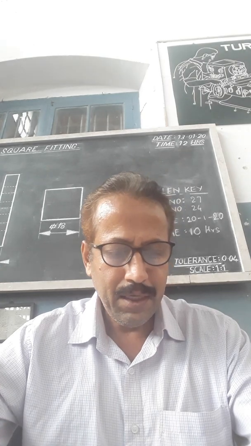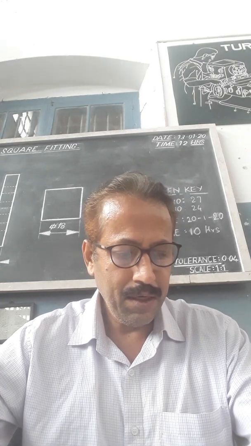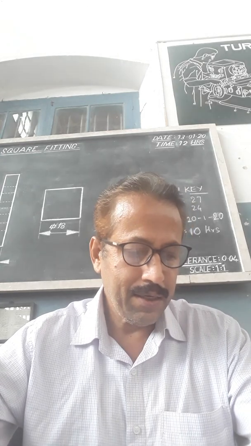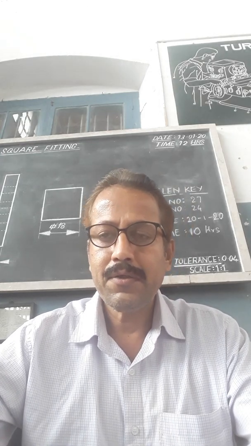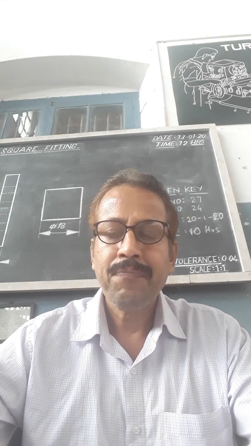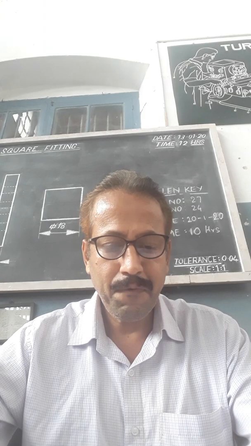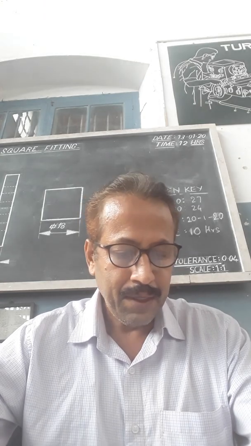So if some axial movement is required, in that case a little clearance fit is made. That means the key is slightly smaller than the size of the keyway, and three types of fits are given in the sketch.